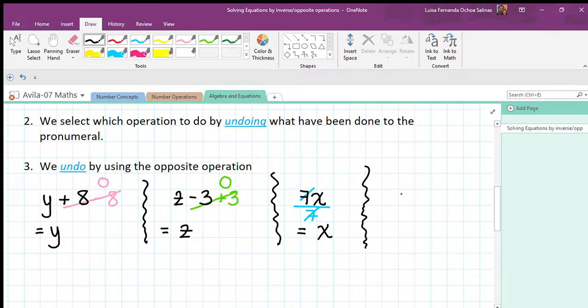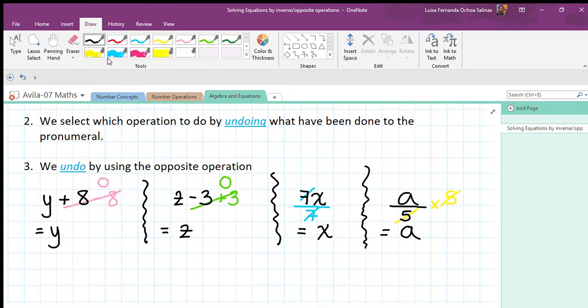So let's say that in the following one I have 8a divided by 5. Good. So what is being done to the pronumeral? We're dividing it by 5. How do I undo this? So I'm going to do the opposite operation of division, which is multiplication. And if I multiply by 5, what is happening? I multiply this one, and this becomes 1. So I have 1a. So this is equal to a.